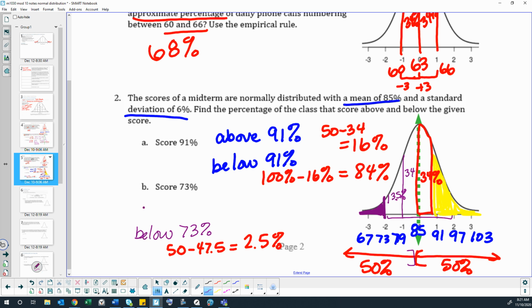Okay, what about above? Oh, well, that's what I was just saying. Most people passed. So that's what this number is going to represent, how many people got above that 73, that C value. So the entire graph is 100%, and below 73 is 2.5% of the data. So 97.5.